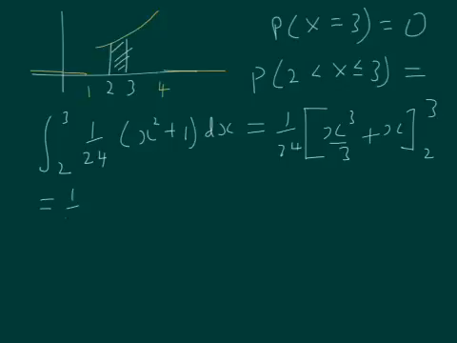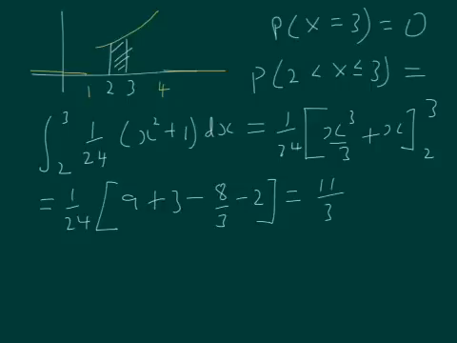So it's 1/24th, 3 cubed is 27, divided by 3 is 9, 2 cubed is 8, minus 2, remember that minus sign, and this works out to be 11/36. So that's part B answered.